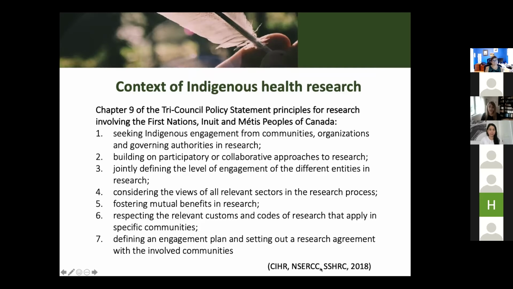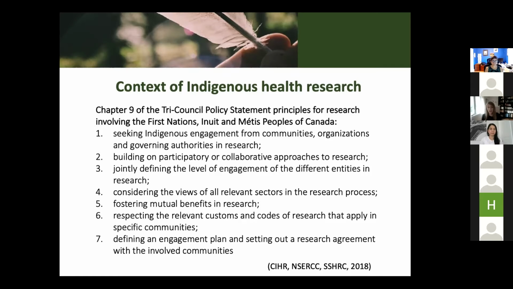And today, chapter 9 of the TCPS, so for those of you who don't know TCPS, it's the Tri-Council Policy Statement, which has been defined by the three main funding bodies in Canada, and that defines principles for research in different contexts. So chapter 9 is focused on research involving First Nation, Inuit, and Métis people of Canada.